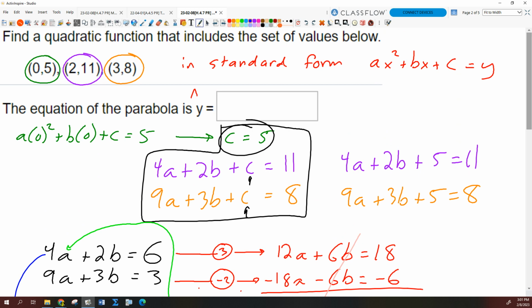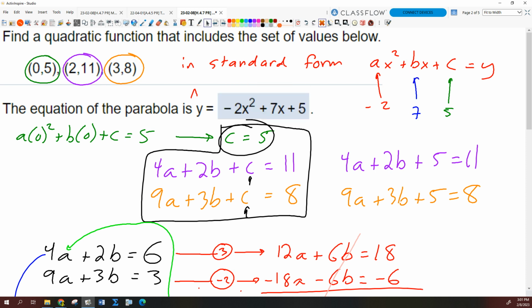And so when I plug those values into standard form, what was A again? -2. And B was 7. Then look what we get. Right? Okay, no big deal.